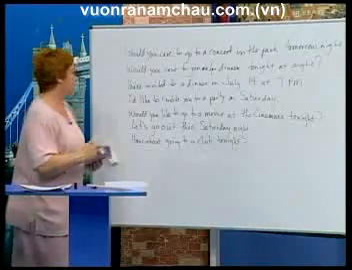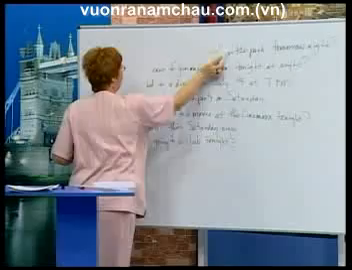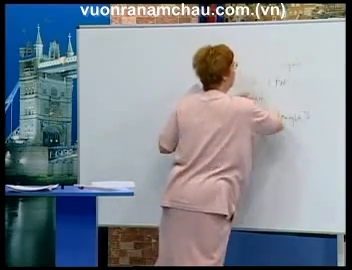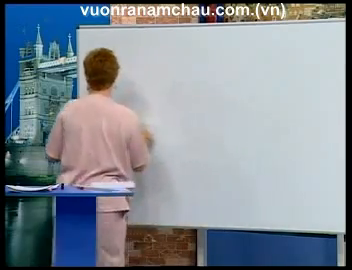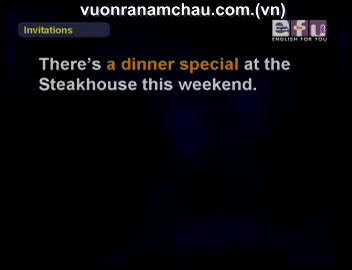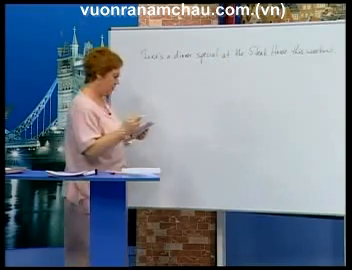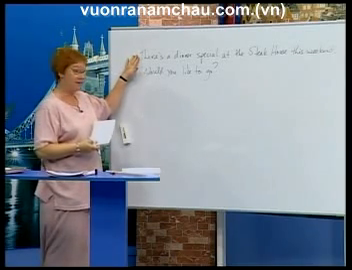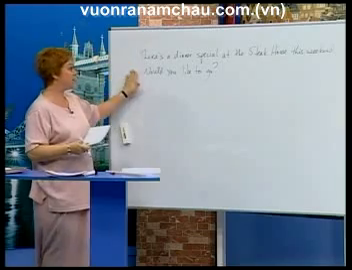Now, there's another way we can do it, and let me make some more room here, and we can change it around a little bit. And then I'll show you how it looks. Okay, sometimes we say what, where, and when first. So there's a dinner special at the steakhouse this weekend. Here's the information, and now you can say, would you like to go? There's a dinner special at the steakhouse this weekend. Would you like to go? Okay, information and invitation.